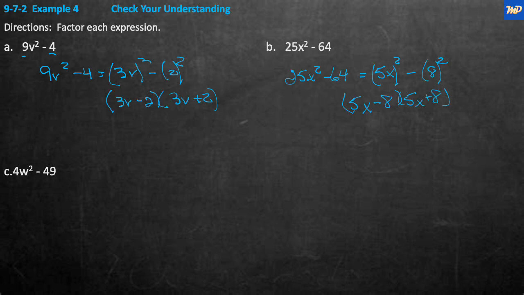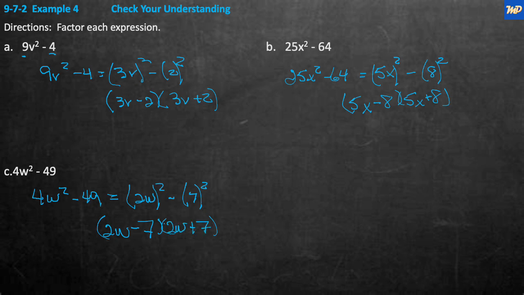And how about the very last one here? Problem C. 4 is 2 times 2. 49 is 7 times 7. So 4w squared minus 49 is equal to 2w squared minus 7 squared. And now that means I can write this according to the rule as 2w minus 7 and 2w plus 7. Okay.